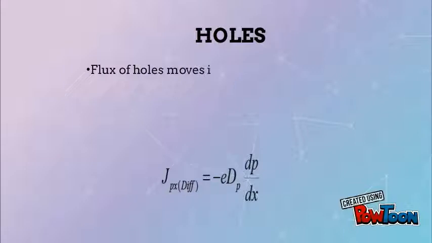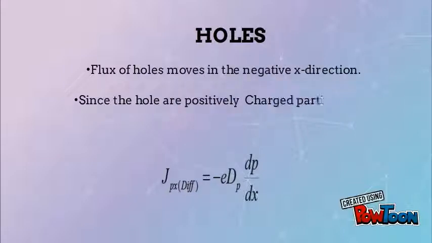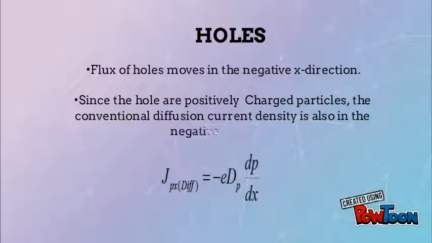Diffusion current density of hole. Flux of holes moves in the negative x direction. Since the holes are positively charged particles, the conventional diffusion current density is also in the negative direction.